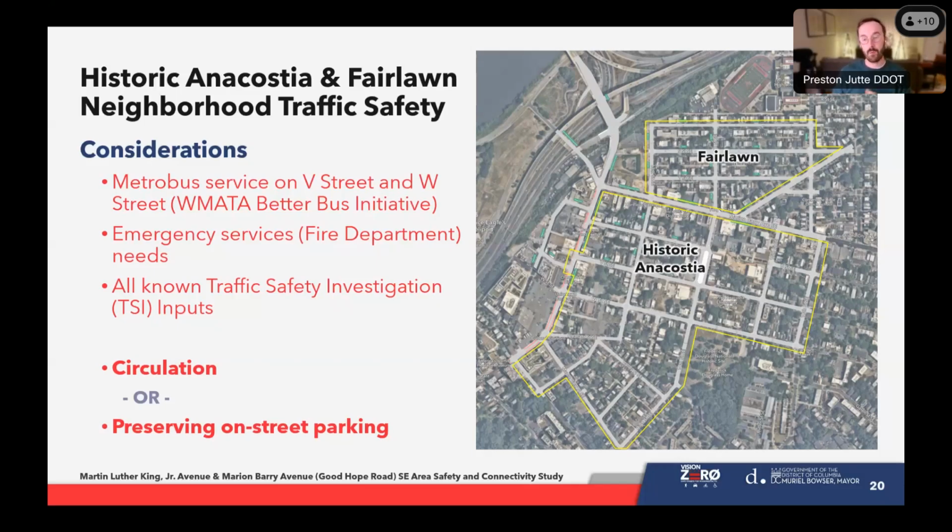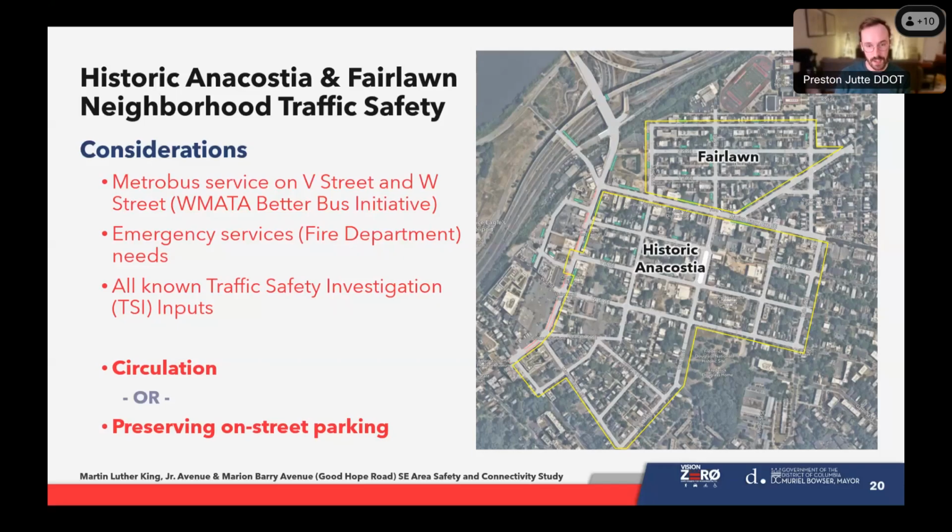With WMATA's region-wide Better Bus Network redesign, we're going to have next year, towards the end of summer, bus service not just on W Street, but also on V Street. So we know that's coming. Those plans are approved from WMATA.